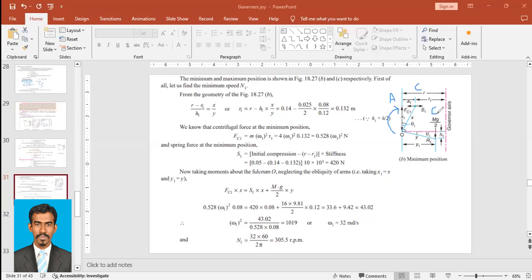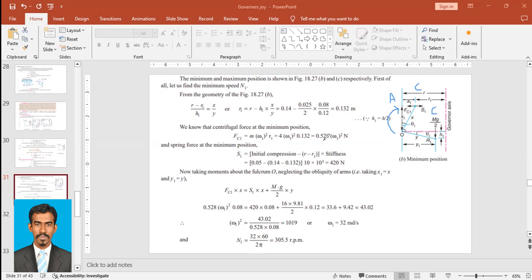So FC1 into this length x, it's actually x1, but we are considering x as x1, will be equal to S1, the spring force, into that length x, which is the same, since they are acting at the same height, plus mg by 2, the weight of the sleeve, into the distance y. Y is 0.12. So we'll apply the numerical values.